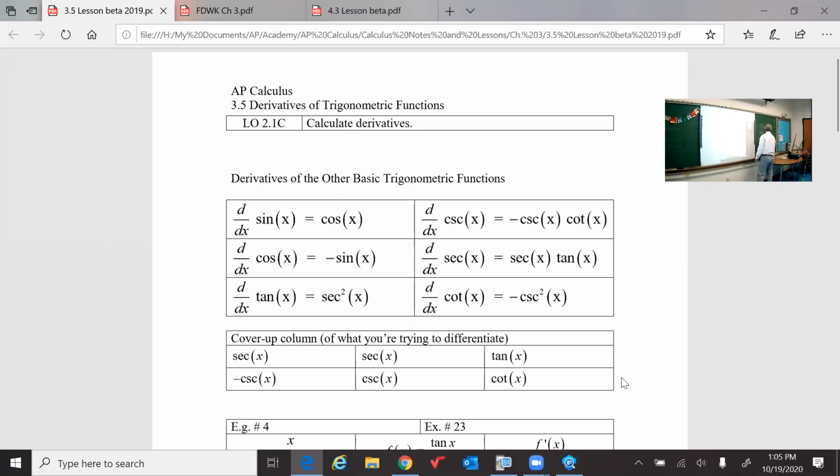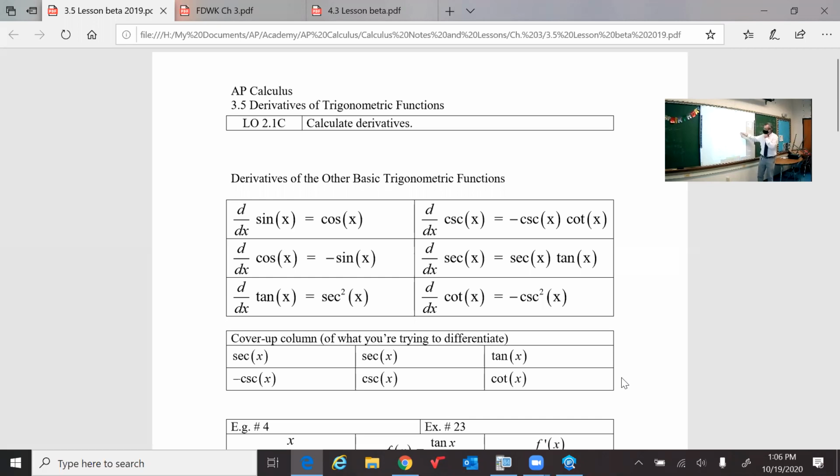You end up with cosine squared x, subtract a negative or plus a positive, sine squared x over cosine squared x, and the numerator is the Pythagorean identity. So you get 1 over cosine squared x, which is 1 over cosine times cosine. Well, I'm sorry, this is secant times secant, which is secant squared x, which is the derivative of tangent.